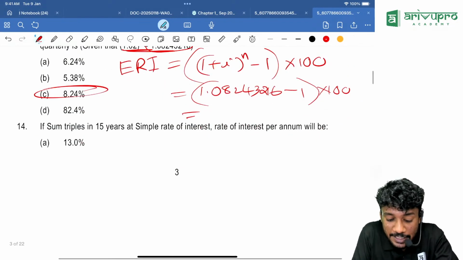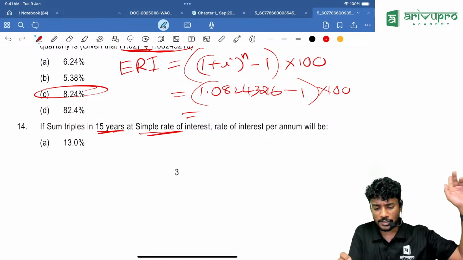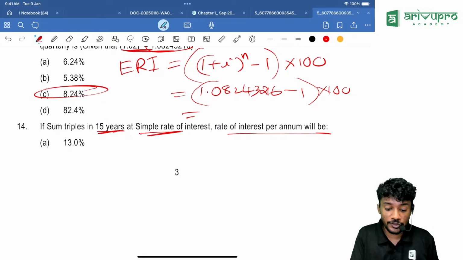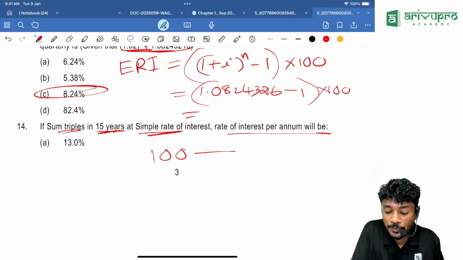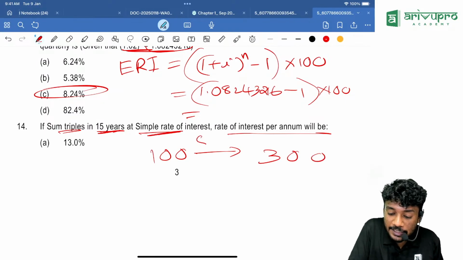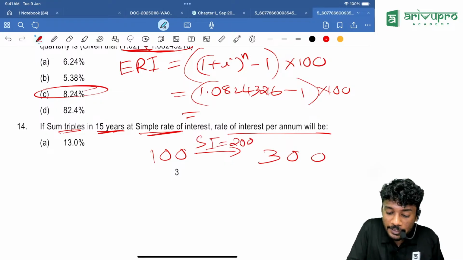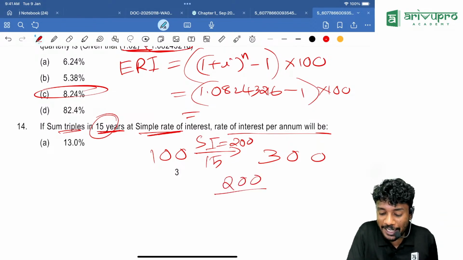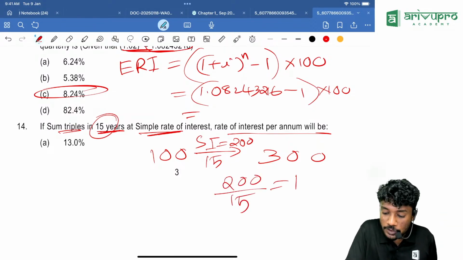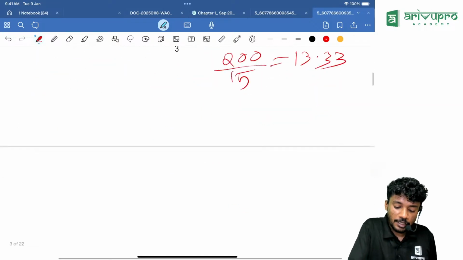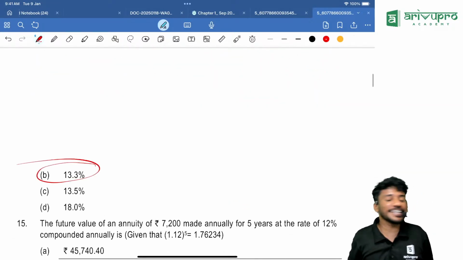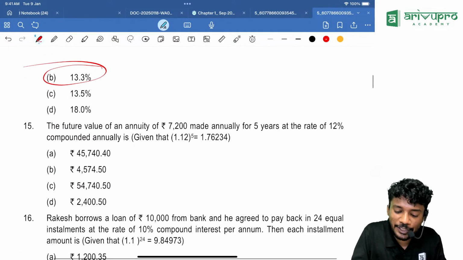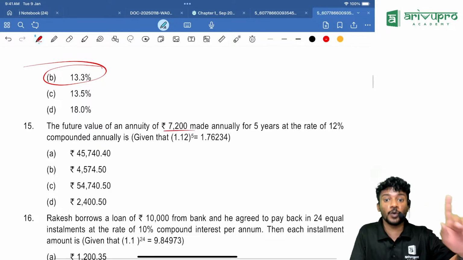If a sum triples in 15 years at simple rate of interest per annum, the rate will be how much? Triples. That means 100 is becoming 300. SI is how much, people? 200. That means how many years? 15 years. How will you do it? 200 divided by 15, which is equal to 13.33. Answer is option B, 13.3%.